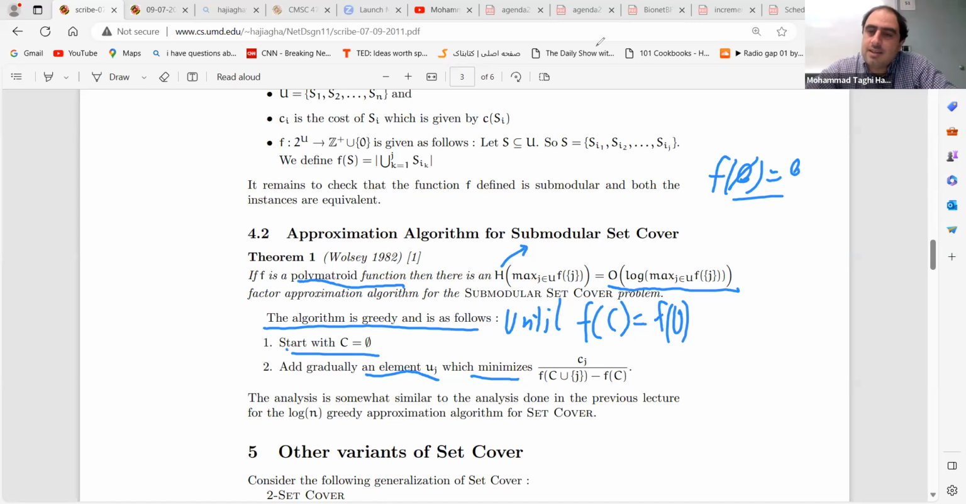Here, the main interesting thing is this F, the submodular function. The main innovative part is how you can define this submodular function. Let's see an example here.